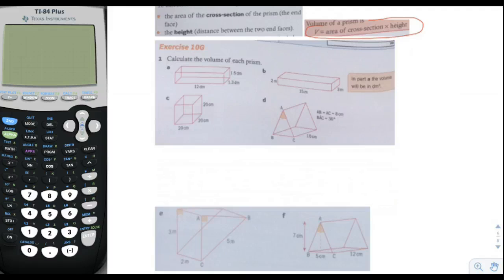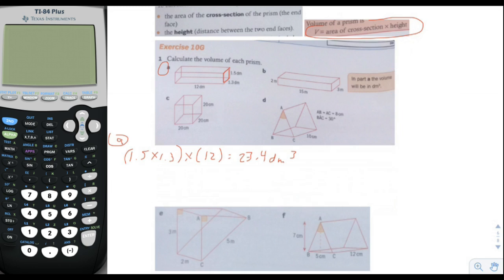So we'll do A. So A has an end of, like the cross section here is 1.5 decimeters times 1.3 decimeters. So we would multiply 1.5 times 1.3, and then we would just multiply that times the length of the whole thing, which is 12. Okay, so for A, it would be 1.5 times 1.3 times 12. And that will give us 23.4 decimeters cubed. Okay, and it even says here that the volume is in decimeters cubed.